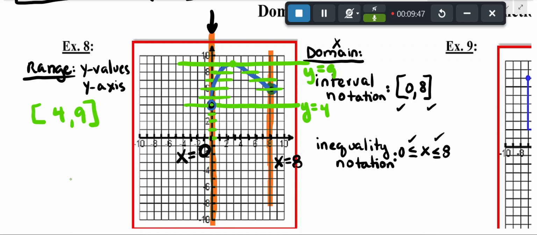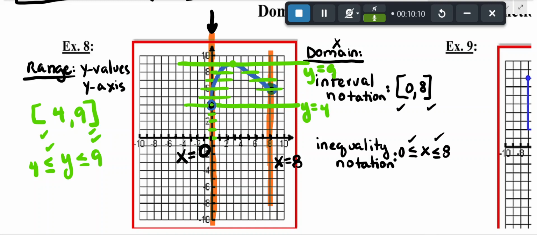And to turn this into inequality notation, we have to use the variable. Remember, the variable is y. And it's going to be less than or equal to 9, greater than or equal to 4, right? And we're using the less than or equal to symbol because we have brackets.